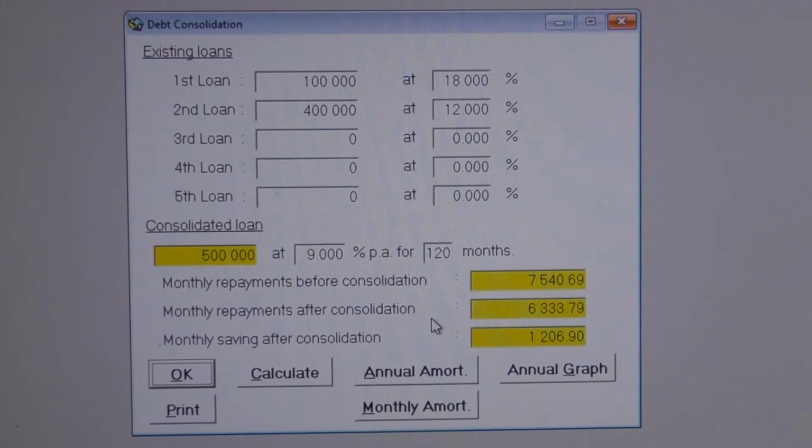A person may wish to consolidate a few loans into one large loan, with the large loan offering a longer period, lower rate, and therefore lower repayment. Our example shows a person with two short-term loans totaling 500,000 Rand and consolidating the loans into one loan for a longer period. The example shows the monthly saving.